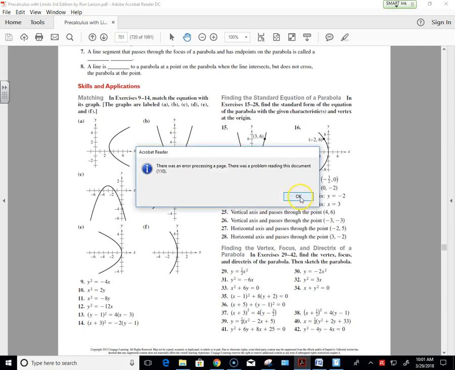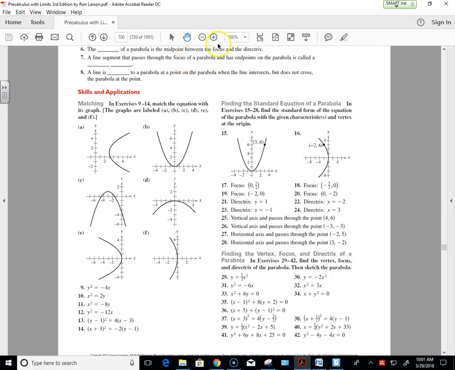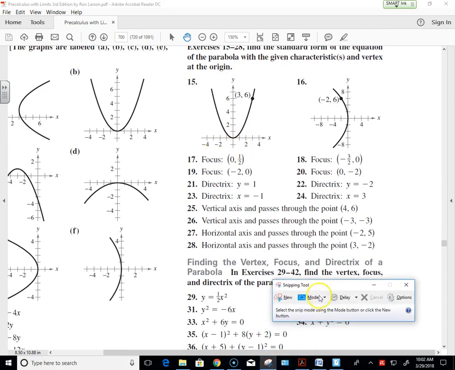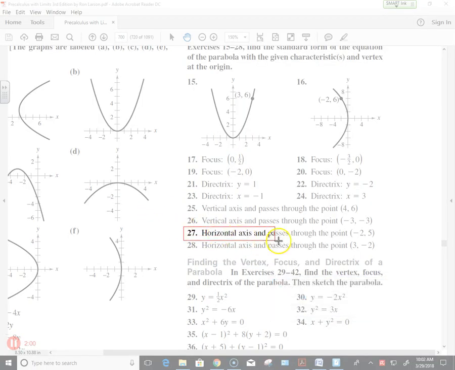Anything else besides number 27? Oh, stop. Don't be mad. Okay. Any other questions besides 27? Call them out. Okay.